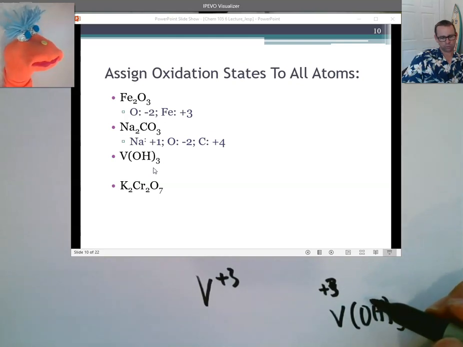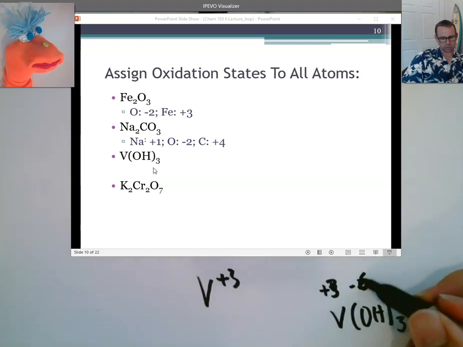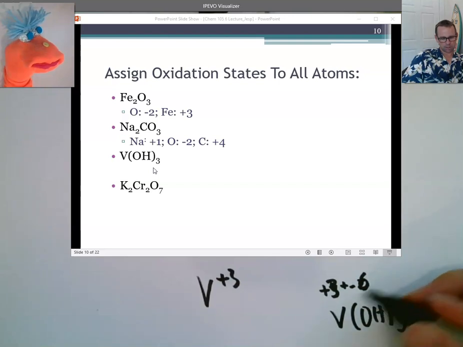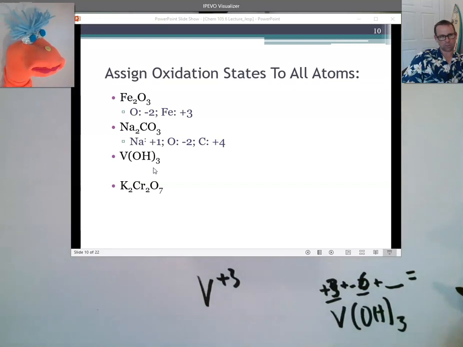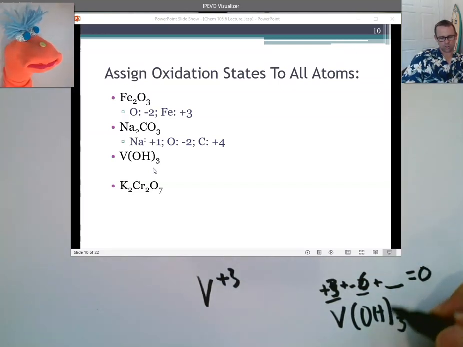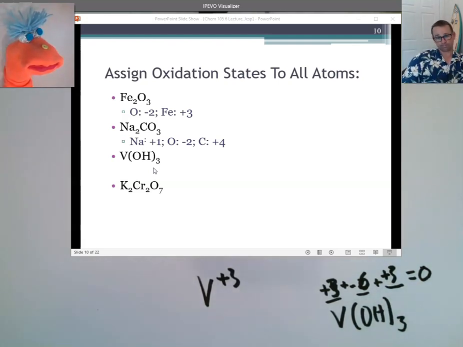Oxygen is a -2. That's right. Oxygen's a -2, but we have 3 of them, so that's a -6 altogether. So we got a +3 plus a -6, plus the contribution from the hydrogens has to equal what? There's no charge, so 0. Very good. So what is the hydrogen? +3. Yep. And that matches with our rules as well.